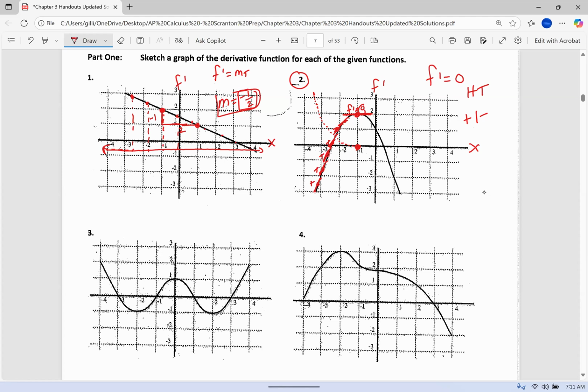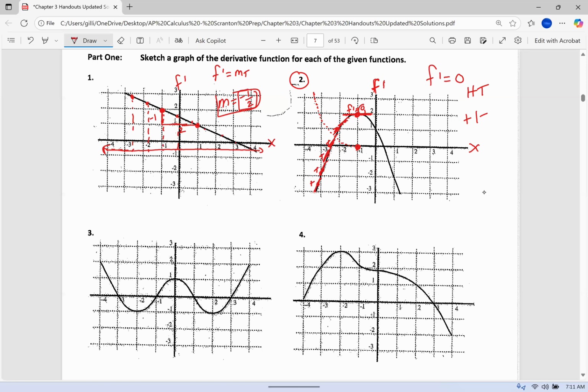So like when x is negative 4, maybe I get a positive 3. When x is negative 3, maybe I get a positive 2. Because remember, this is x versus f prime. So above the x-axis is where f primes are positive, and below the x-axis is where f primes are negative. And on the x-axis, that's where f primes are 0.